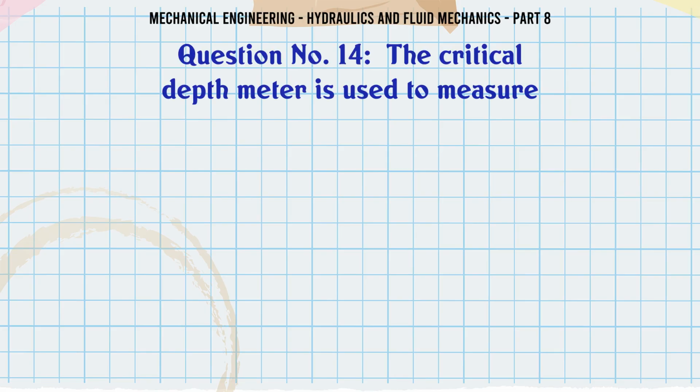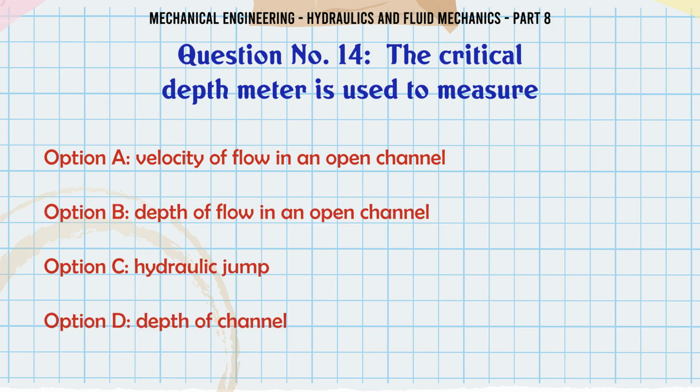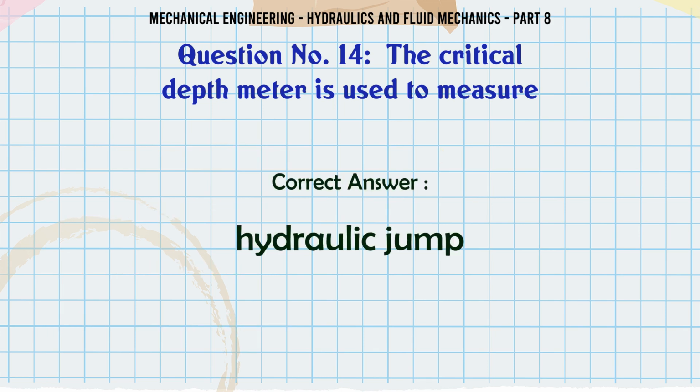The critical depth meter is used to measure A. velocity of flow in an open channel, B. depth of flow in an open channel, C. hydraulic jump, D. depth of channel. The correct answer is hydraulic jump.